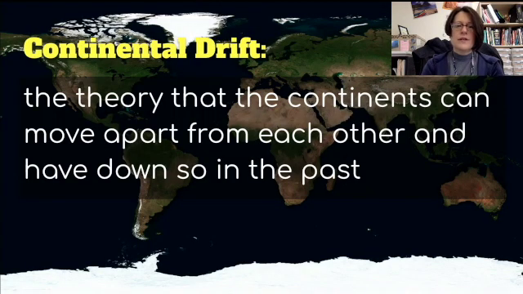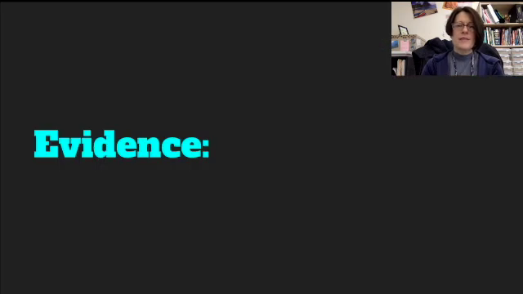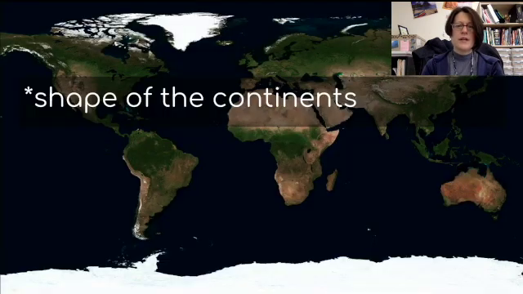There's also the theory of continental drift. This is the theory that the continents can move apart from each other and have done so in the past. The evidence for this, both direct and indirect, starts with the shape of the continents. It was noticed early on that the continents look kind of like a jigsaw puzzle. For example, South America looks like it really fits nicely next to Africa. And if you took North America, you could wrap it around this way.